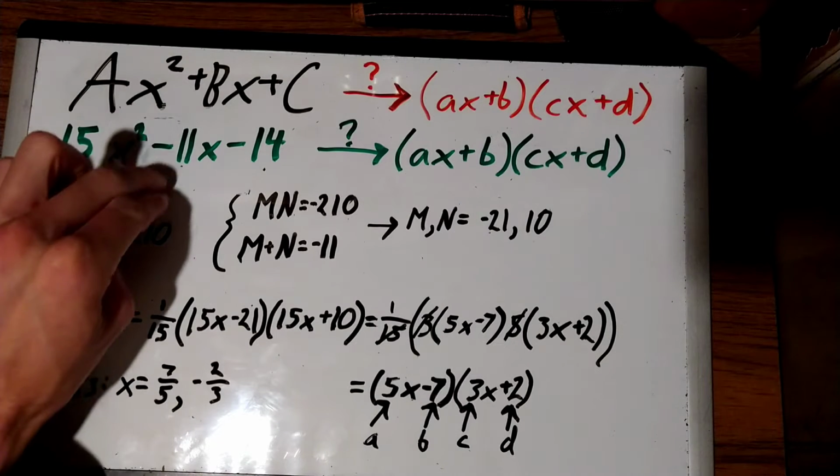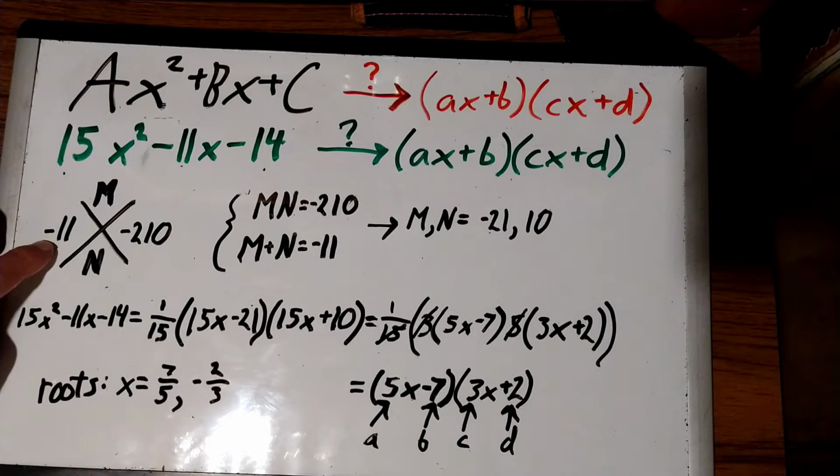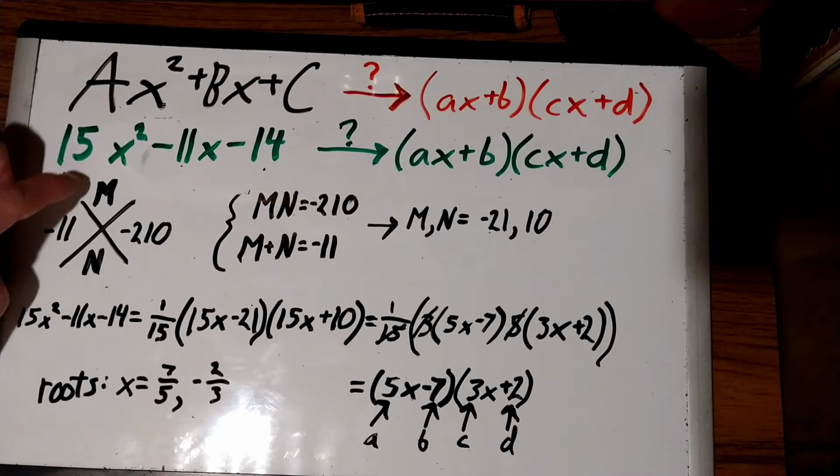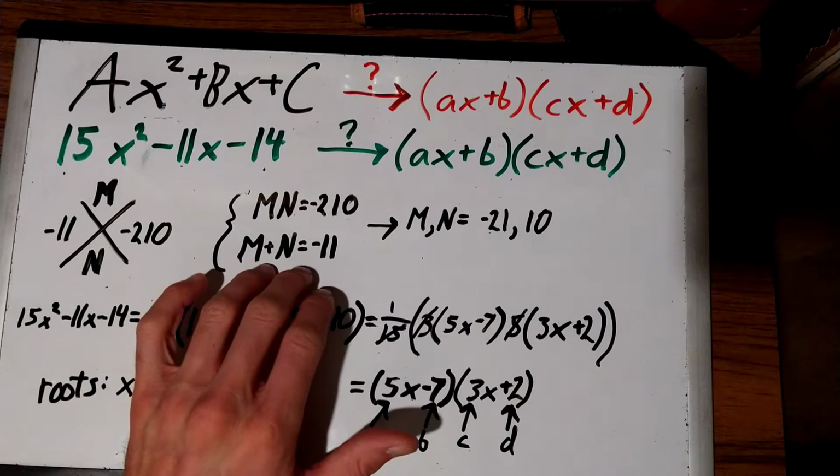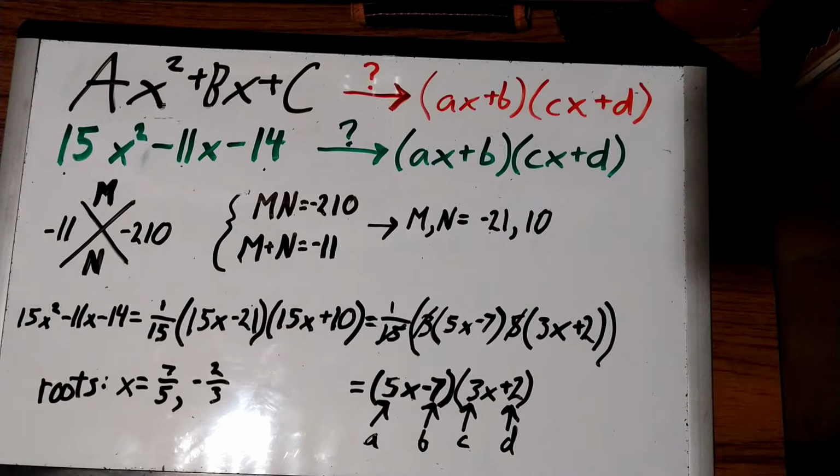My b value, minus 11, is going to go here. I want to find numbers m and n such that when I multiply them together, they give me minus 210, and when I add them together, they give me minus 11. If we were to go through it rigorously, we'd have to solve a quadratic equation. We're going to try to avoid that. We want to do this in our head. Try to find m and n such that when I multiply them, I get minus 210, and when I add them, I get minus 11.